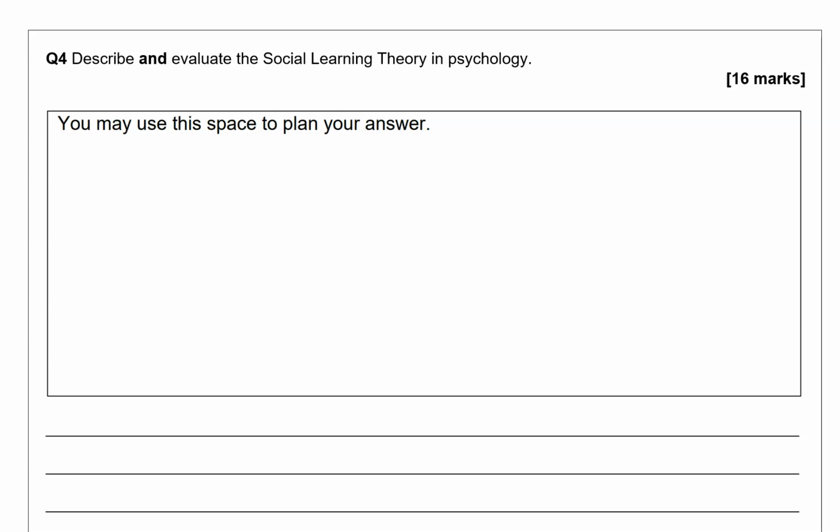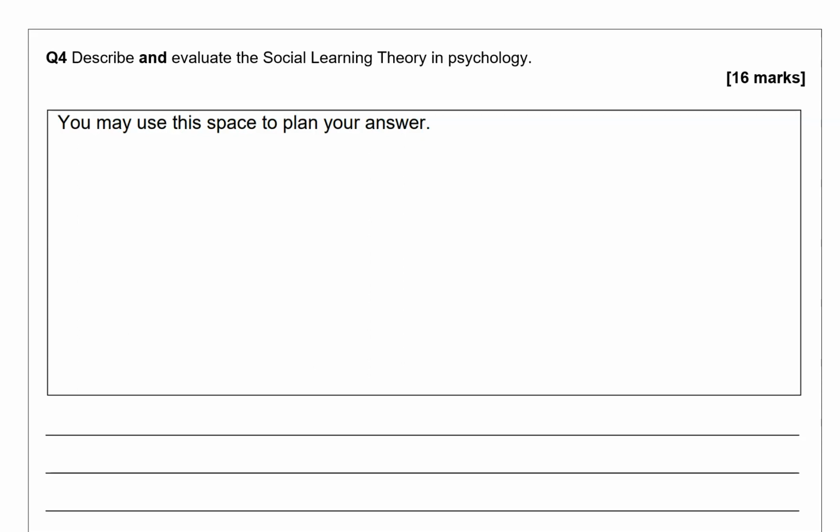So before we can go any further, we need to break down the question. To be able to do that, we need to consider what command words and spec terms are used in the question itself. Looking at the question, we've got the command word describe and the command word evaluate, and our spec wording is social learning theory. That helps us to plan out the structure of our answer and also make sure we can select the appropriate content.